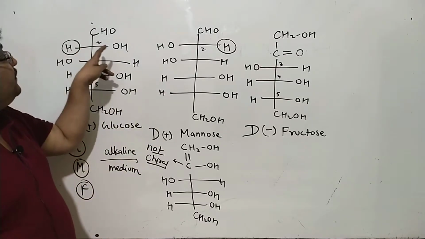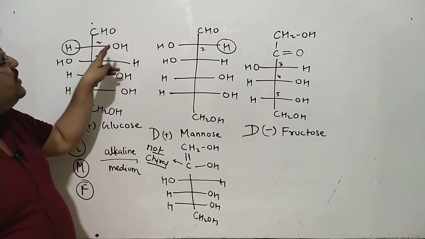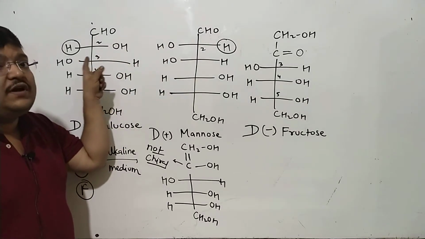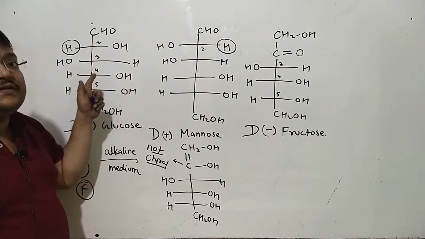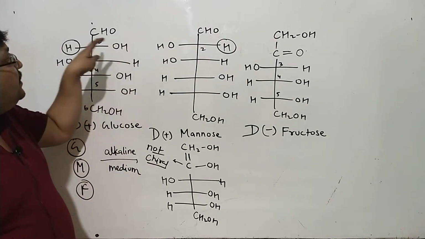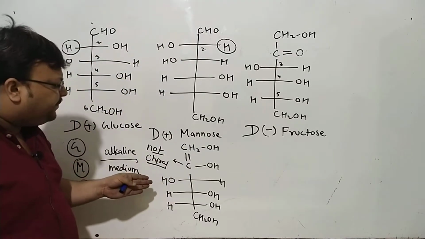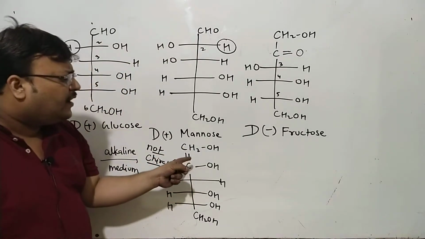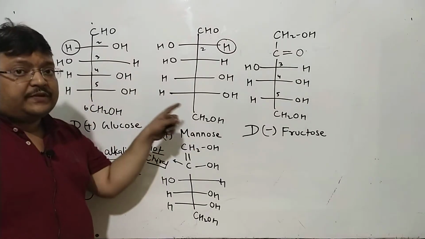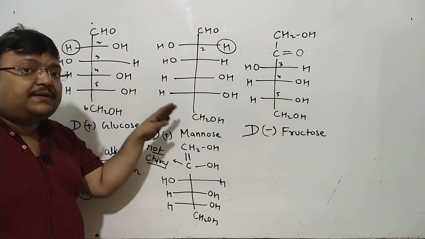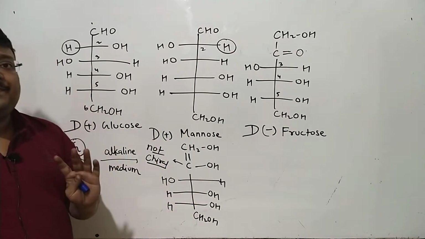The two differ only at carbon 2. The chirality at carbon 2 differentiates glucose and mannose. And if this chirality is gone in the enol, can I say this is a common enol for both of them? This is a common enol for both of them.